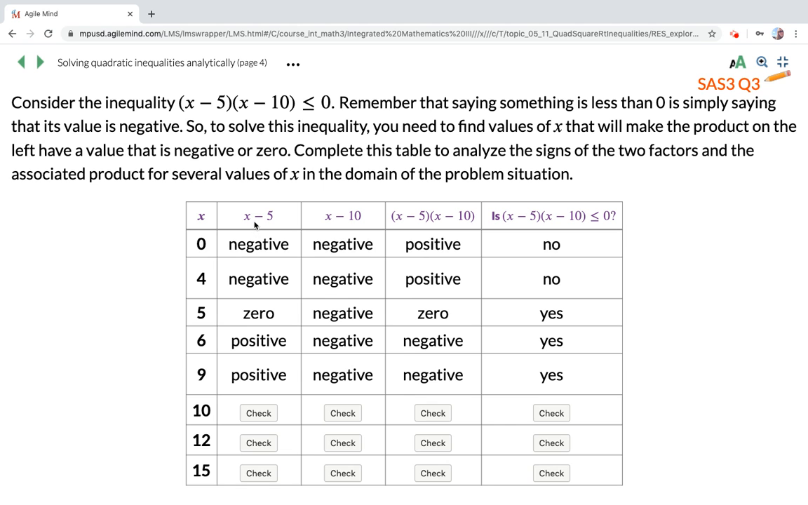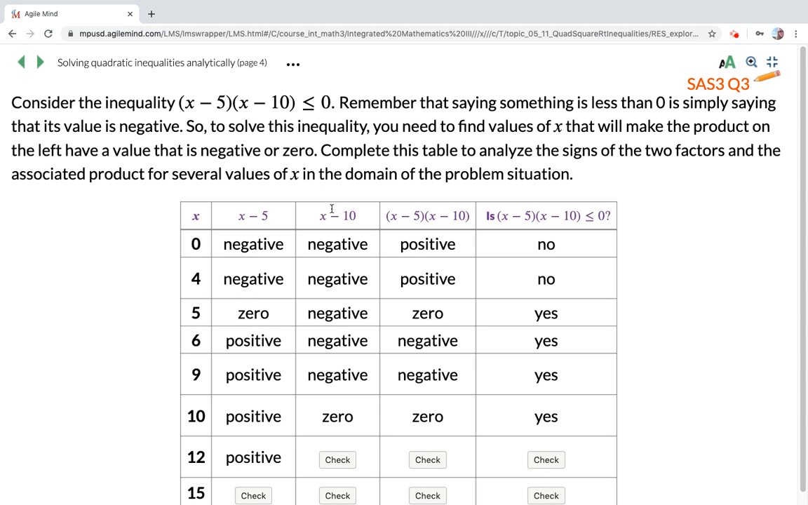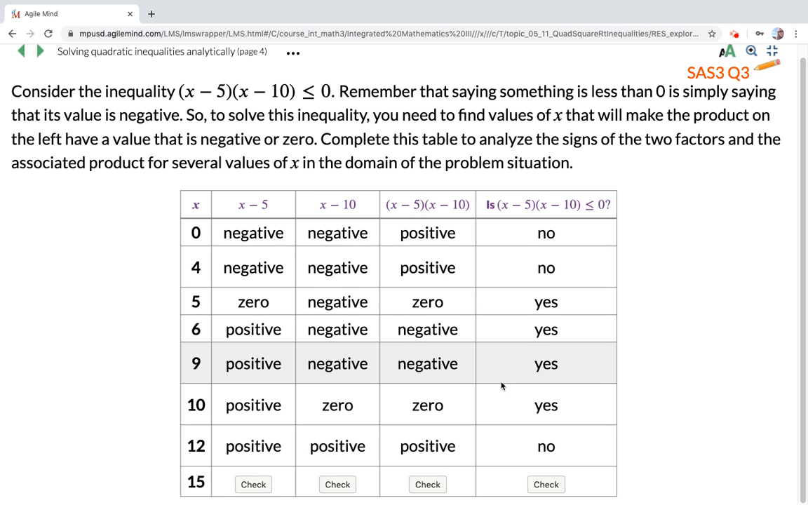If I plug in a 10, 10 minus 5 will give me a positive. Plug in a 10, 10 minus 10 gives me 0. And anything times 0 will give me 0. And we said 0 was okay, less than or equal to, so 0 is all right. Let's see then, if I plug in a 12, 12 minus 5 gives me a positive. 12 minus 10 gives me a positive. Positive times a positive is a positive. Ooh, but a positive would be greater than 0, so that's no good.